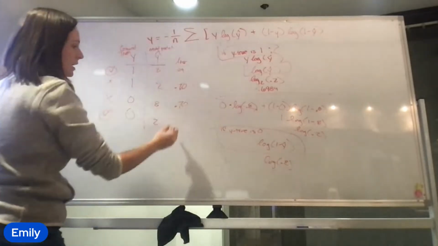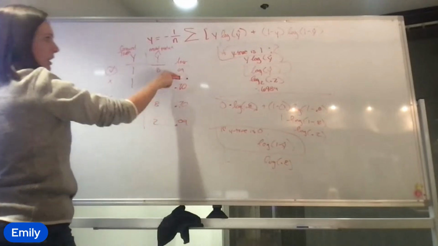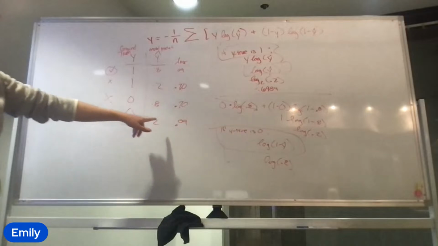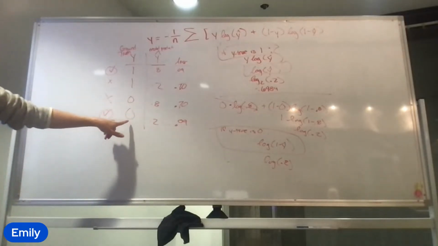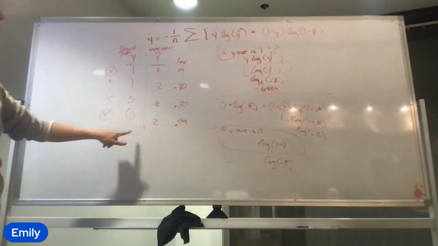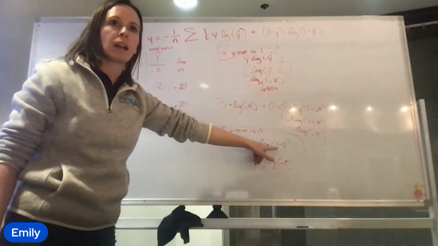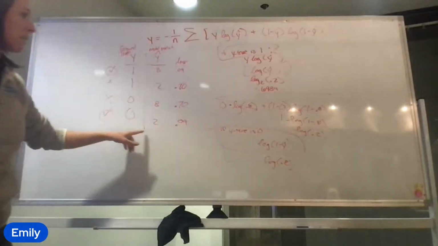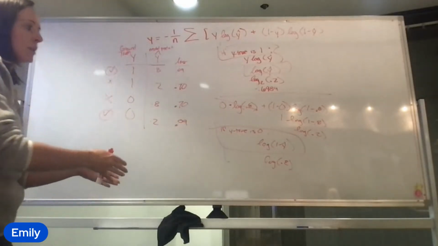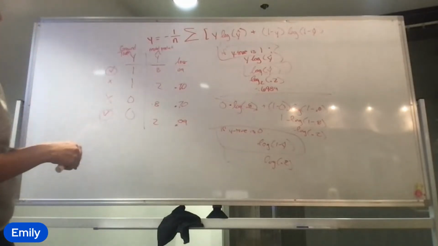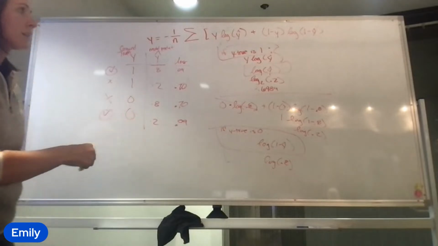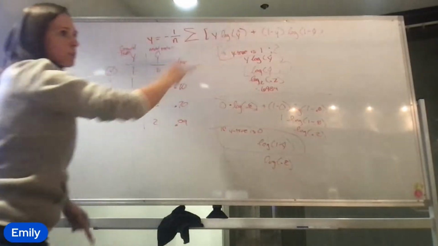So the log of 0.8 here is 0.09 because we already calculated that for this. I want you to notice that this is 0.2 away from 1, and this is 0.2 away from 0. So why do we do 1 minus y hat? Because we want to account for when it is 0, how close is it to 0? When it is 1, how close is it to 1? So that's why we have this on-off switch function.